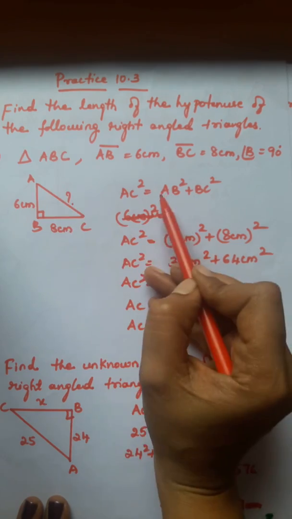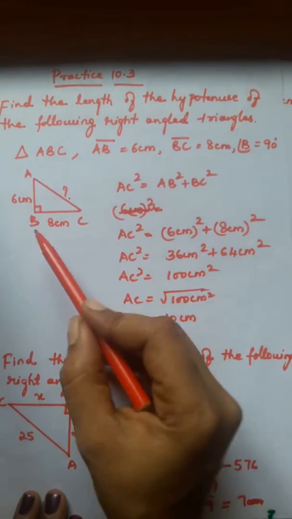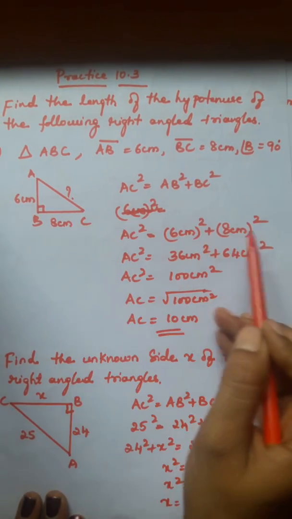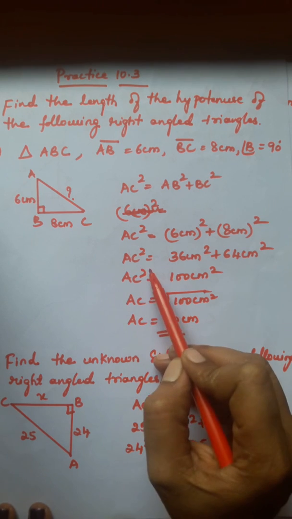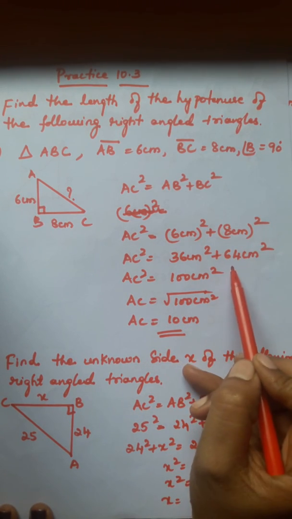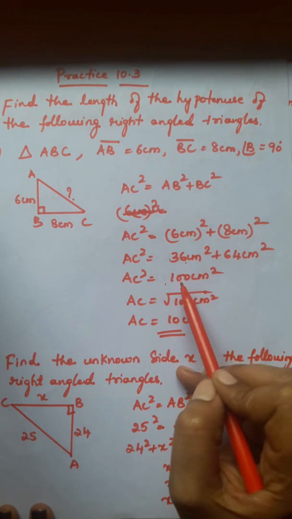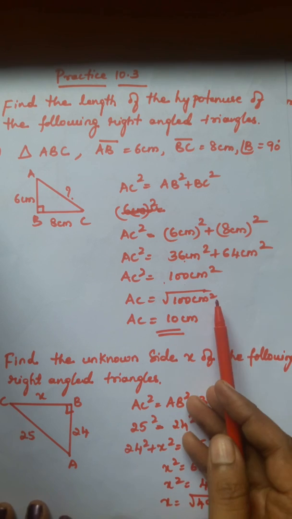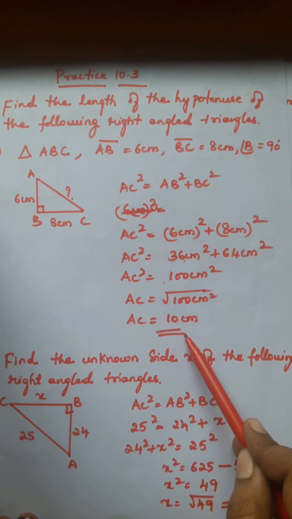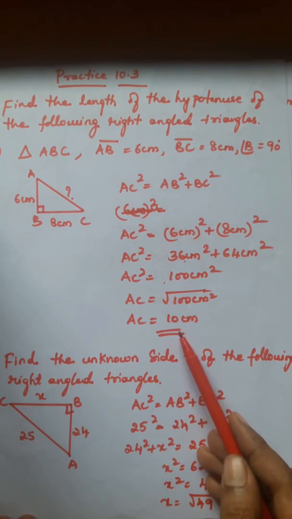AC square is equal to AB square plus BC square. What is AB square? It is 6 cm square plus BC square is 8 cm square. So AC square is equal to 6 into 6, 36, plus 8 into 8, 64. If you add both, AC square is equal to 100 cm square. So AC is equal to the square root of 100, which is 10 cm. We got the answer as 10 cm.